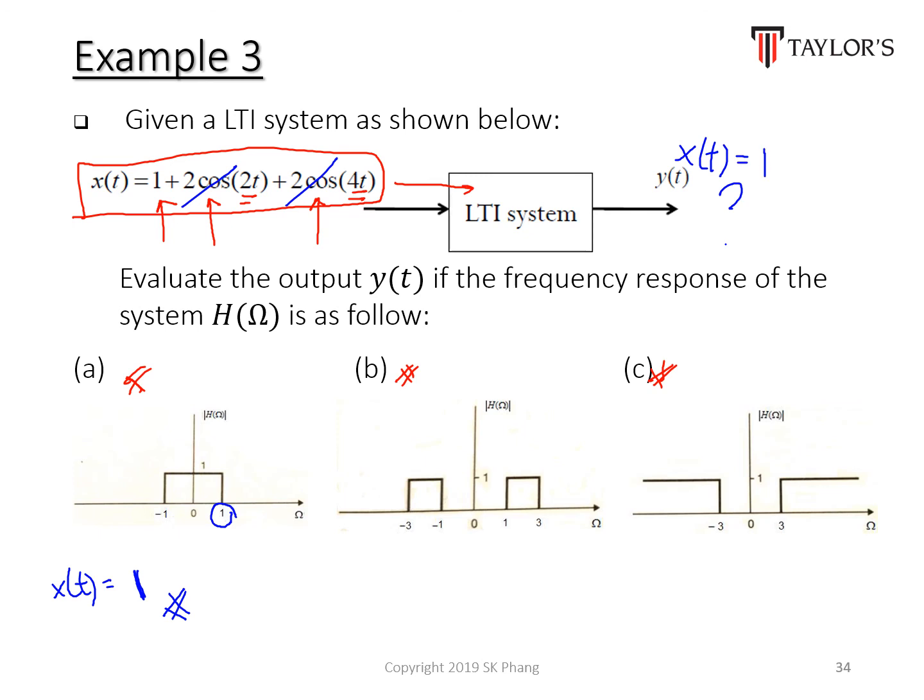Now let us look at case number B, where you have a band pass filter. Only things that are between 1 and 3 radians per second will pass through. So in this case, your output is only 2 cosine of 2t because only this one is between them. And similarly for case C, only things above 3 radians per second will pass through, so your output will be 2 cosine of 4t only. No other signals can pass through.